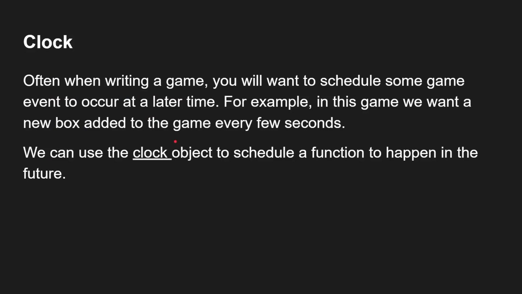Now, often when writing a game, you will want to schedule some game event to occur at a later time. For example, in this game, we want to add a new box to the game every few seconds. In fact, at that box interval variable, we can use the clock object to schedule a function to happen in the future. Really, really useful. You say, hey, in 2.2 seconds, do this thing, and then automatically it happens in 2.2 seconds. So you don't have to worry about when it's going to happen. You just tell it and it will automatically do it for you. Why am I saying that? Because the next bit of code uses the clock object.